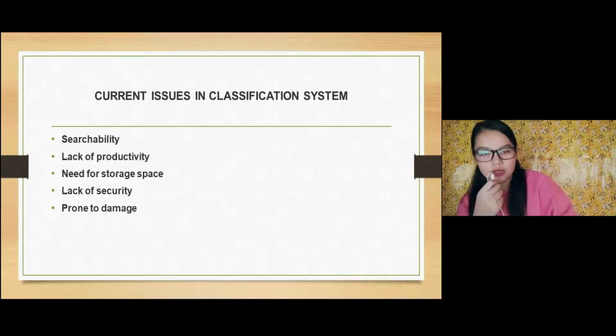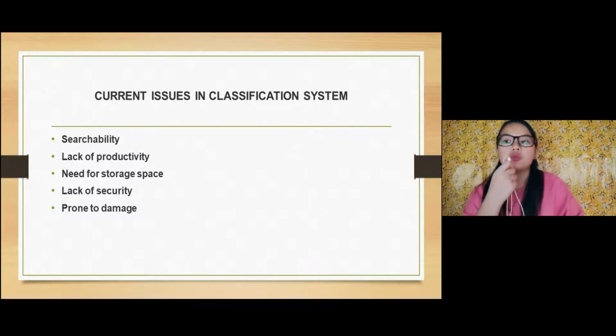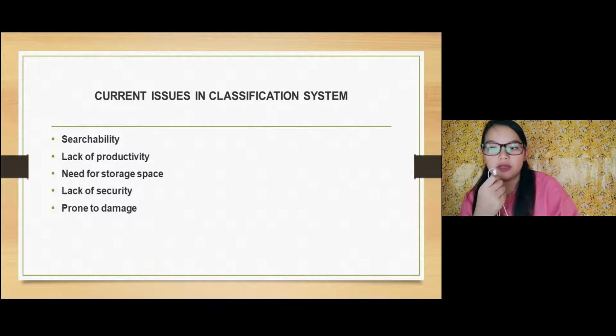So the last topic is the current issues of the classification system. The first one is searchability. It can be difficult to look for documents in the file cabinets. In the hope of locating the exact document needed, the staff have to go through the storage room and look through filing cabinets, files, and boxes. Often, prior to discovering what is needed, the staff need to go through hundreds of other documents. The file is lost at other times, presumably never to be found again.